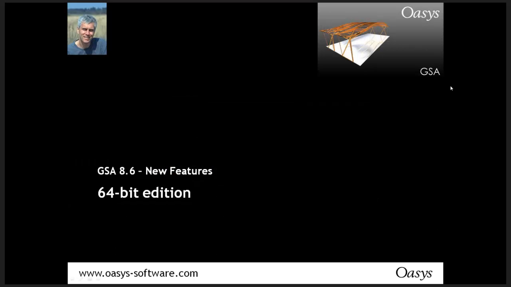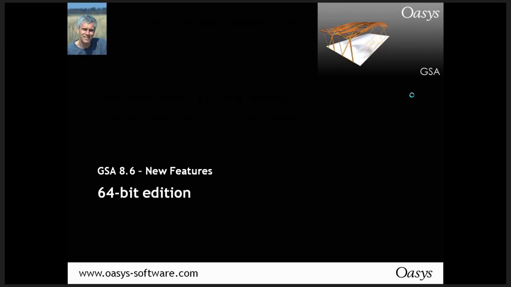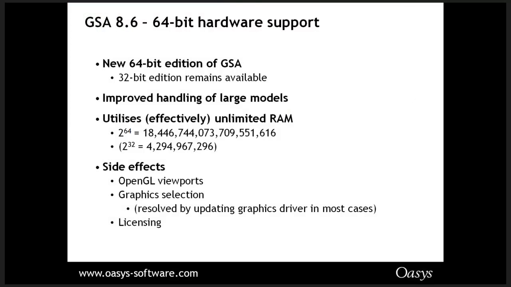This is new in 8.5. GSA was only released as a 32-bit edition. Now we have 64-bit and 32-bit. The way we've configured it is, if you're running on a 64-bit operating system, then you can only install the 64-bit version of GSA, and obviously 32-bit will only run on a 32-bit operating system.